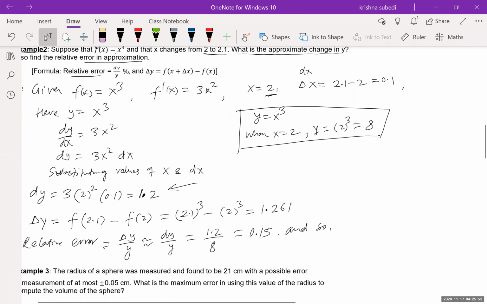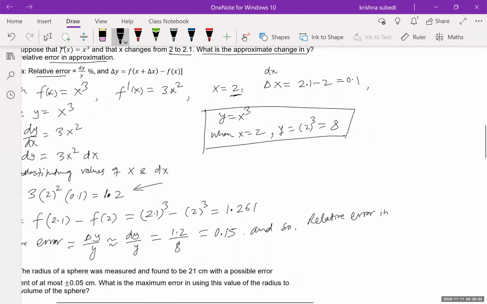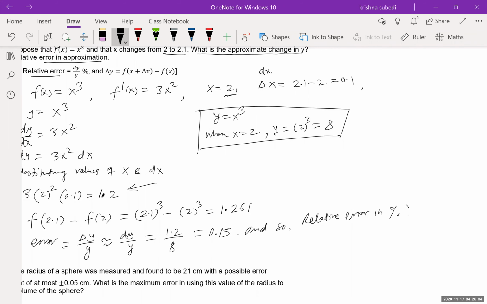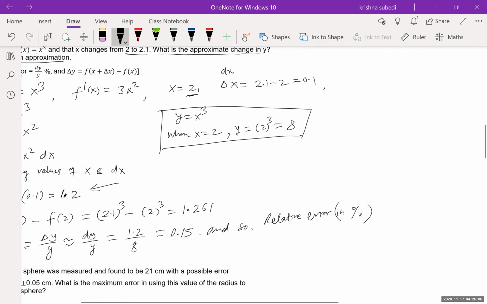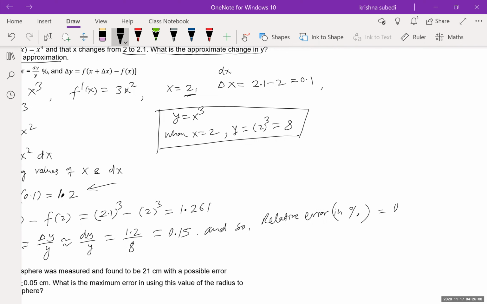Let us write that as a percentage. The relative error in percentage will be 0.15 times 100%, so that's going to give me 15%. That is the relative error.